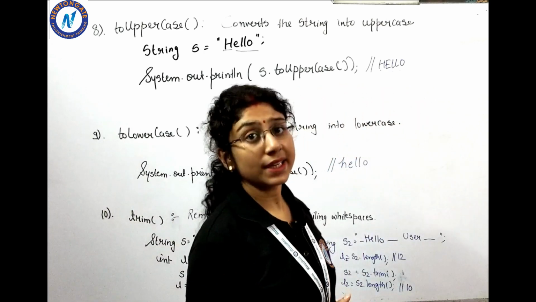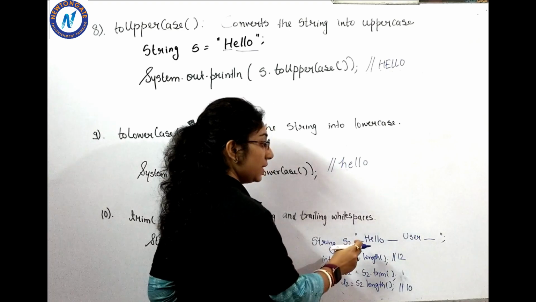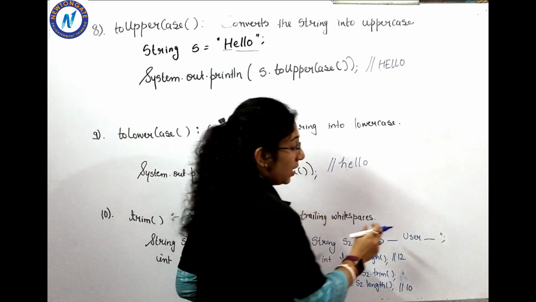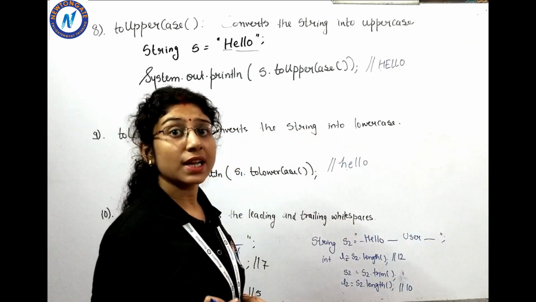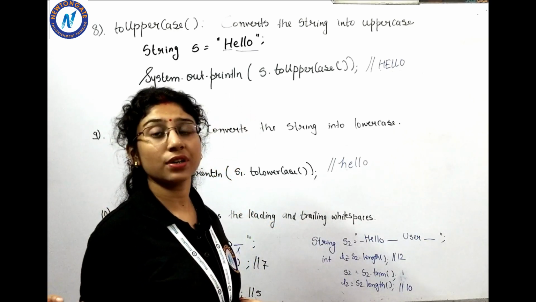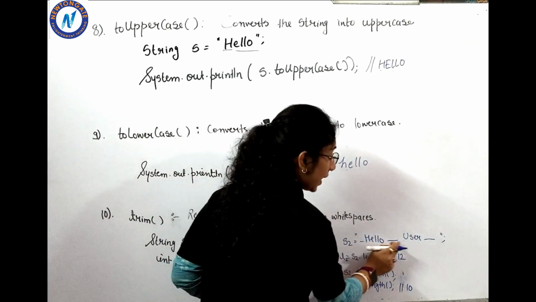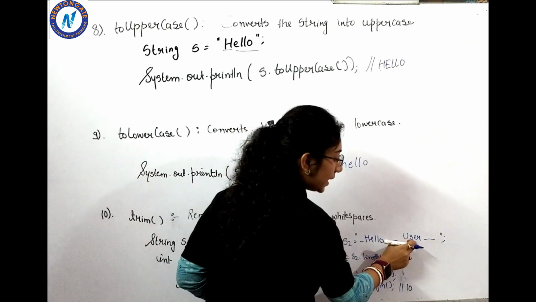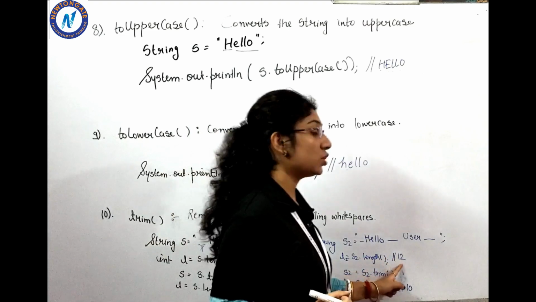Now the second example, in which I have taken string s2. In this I have taken a string hello, where before hello also I have given a space, and between and after the string also. The trim function's task is to remove the extra spaces from the beginning and from the end of the string, not from the middle of the string. As the number of characters is 12, like 1, 2, 3, 4, 5, 6, 7, 8, 9, 10, 11, 12, when we find the length of this string, it will print 12.